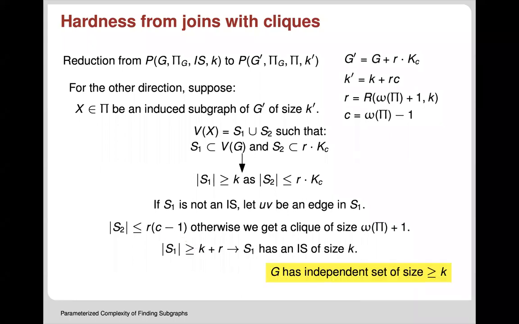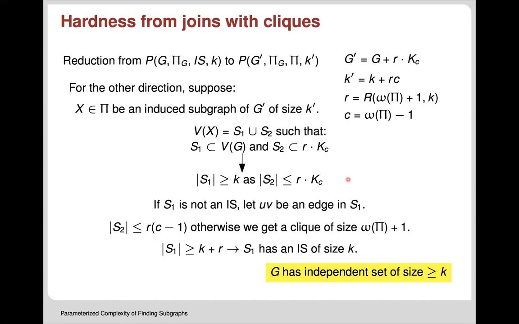So now from here we can easily see that my S1 has size at least k plus R. And what is my R? R is my Ramsey number on omega pi plus 1 and k. So that means either S1 has a clique of size omega pi plus 1, but that cannot happen again because S1 is a subgraph of X.